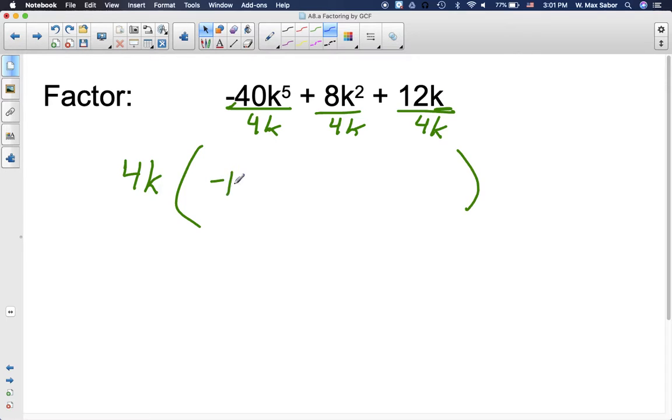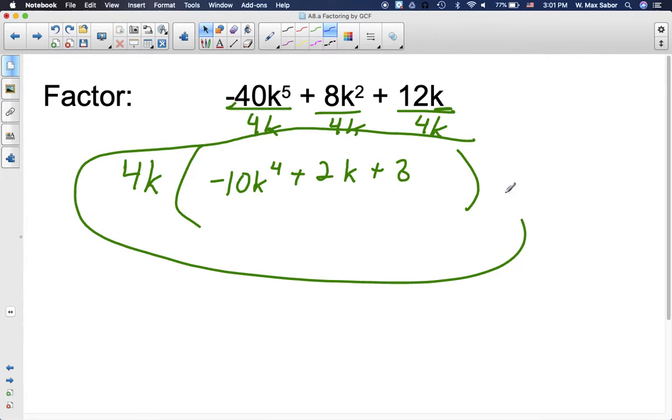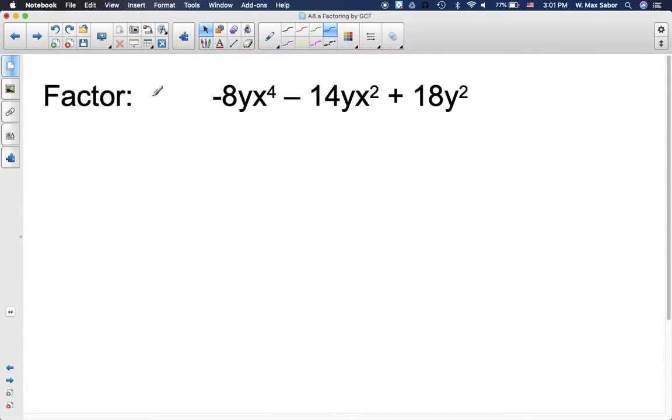This gives us negative 10. We're dividing to get 8k to the 4th. 8 divided by 4 is 2. K squared divided by k is k. And 12 divided by 4 is 3. K divided by k is 1. So that is our factored form. I believe this is the last one. Yes. So this one, it may be a little harder to see.